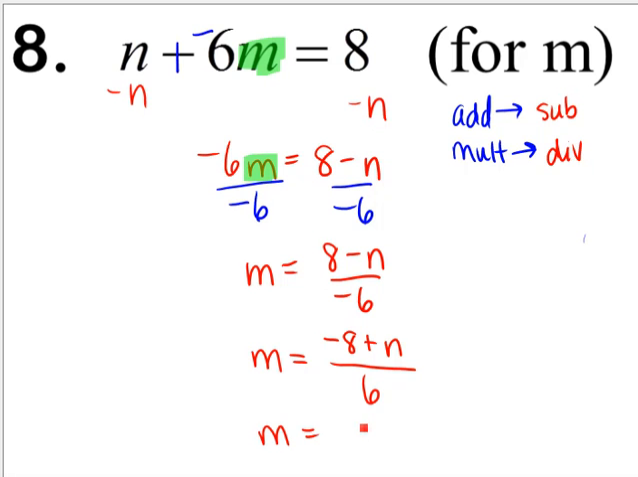So I will just flip-flop the negative 8 plus n to read n minus 8 over 6. And I will stop at this point.